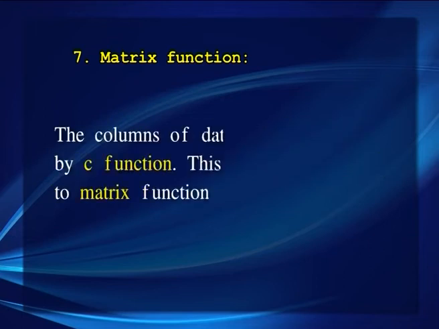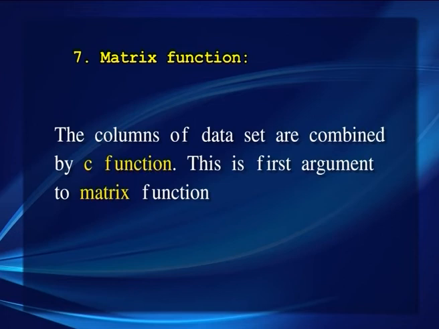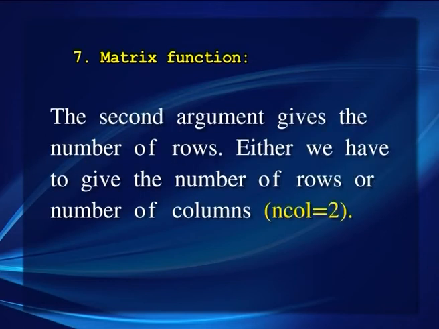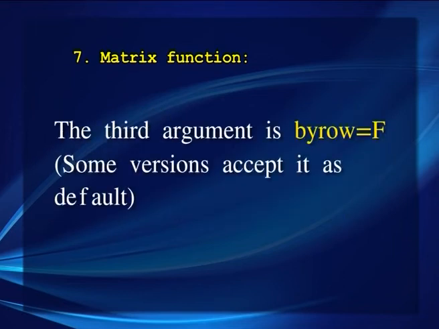fr.dist. The columns of the data set are combined by the C function. This is the first argument to the matrix function. The second argument gives the number of rows. Either we have to give the number of rows or the number of columns. ncol = 2. The third argument is byrow = F.